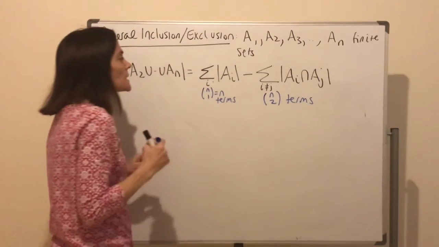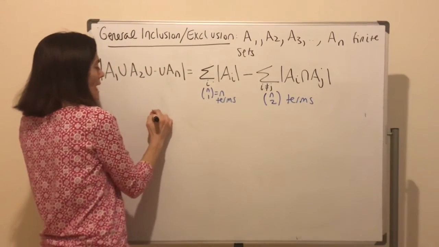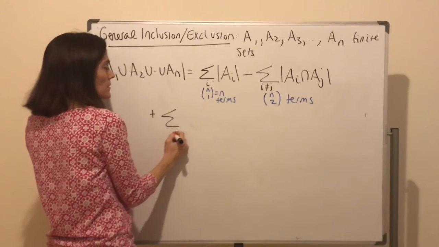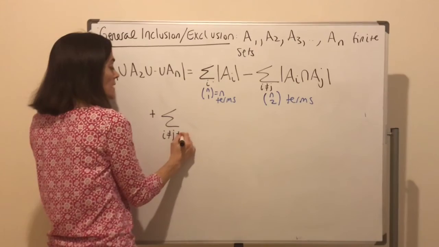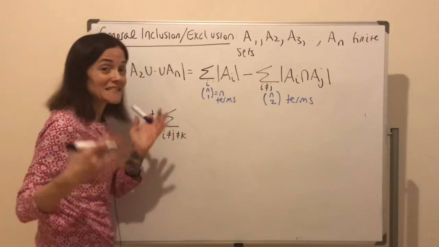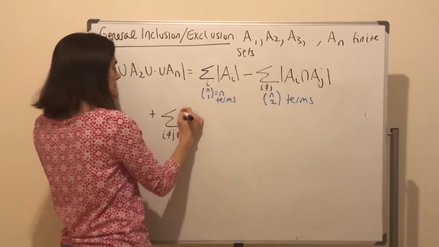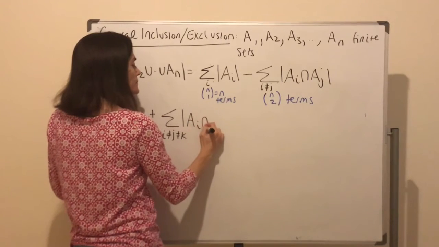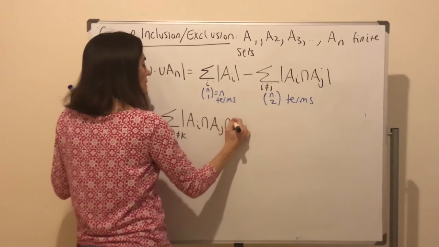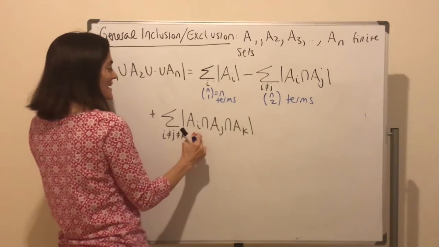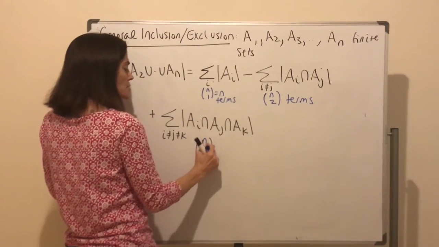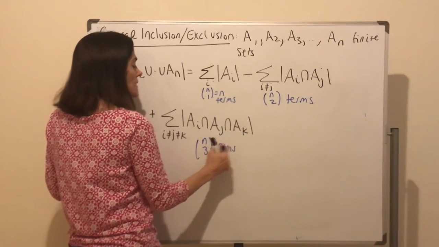Okay. And then we will add back the sum. Well, again, we cannot have i equal to j, also not equal to k. We need them all to be distinct indices of triples. Here we have n choose 3 terms, and this will continue.